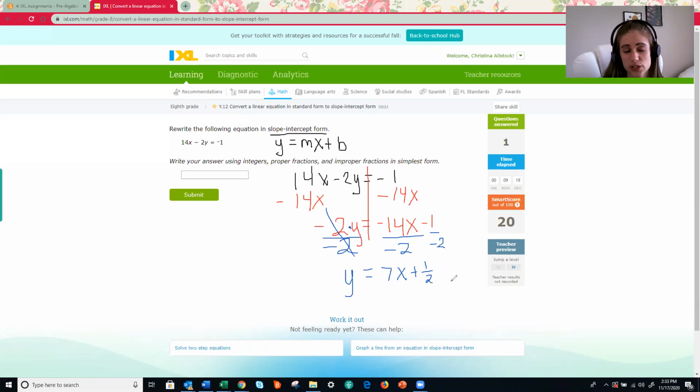But that's okay that our y-intercept is a fraction because I don't actually have to graph this, so it doesn't matter. And my answer is done because it is in slope-intercept form. Y equals mx plus b. And once again, when you type that in, be very careful not to miss an x, not to miss a sign, so that way you can get full credit for the hard work you've done.